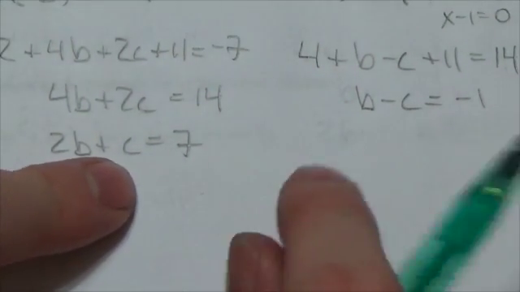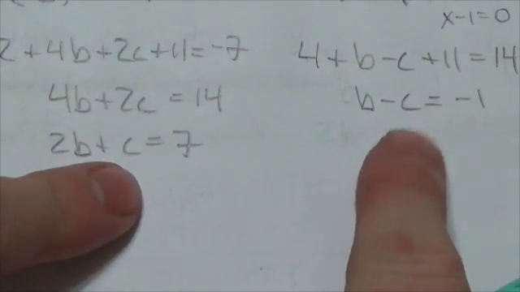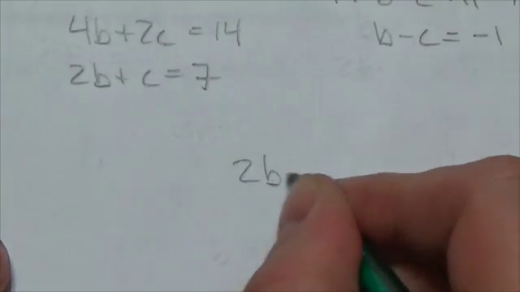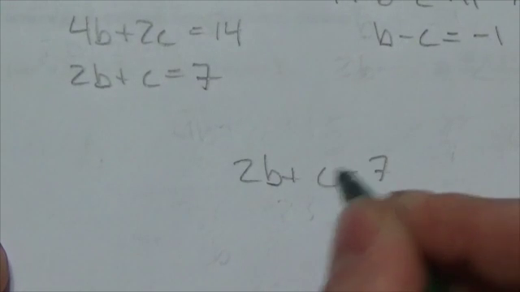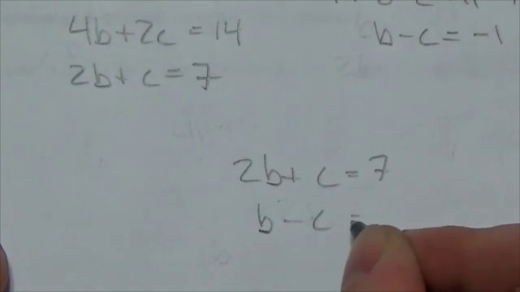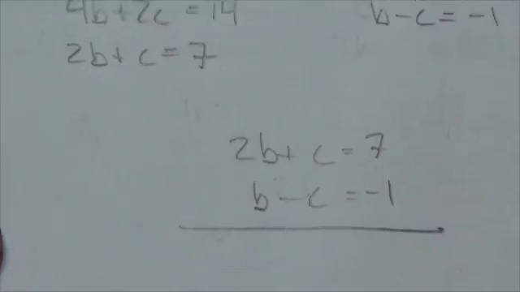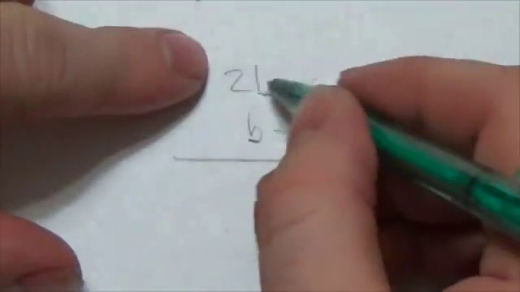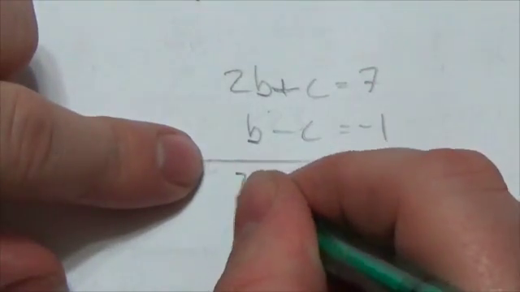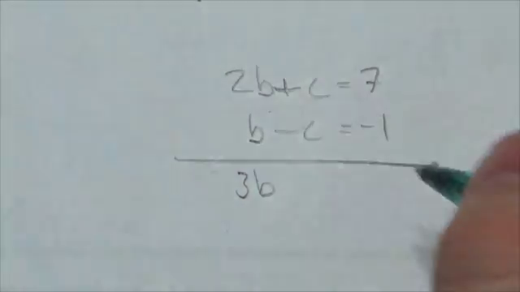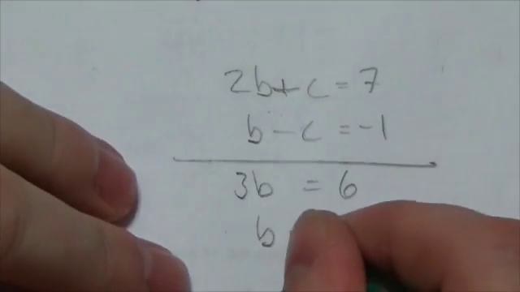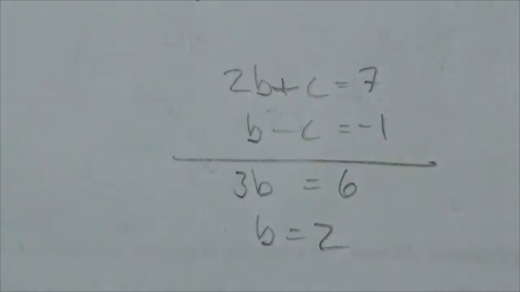Immediately when I look at this, I see a positive c here and a negative c here. So I can eliminate that variable by writing these equations over top of one another and then simply adding. So 2b plus b is going to be 3b. The c's will cancel, and 7 and negative 1 is going to be 6. And so I can see right away b is equal to 2.